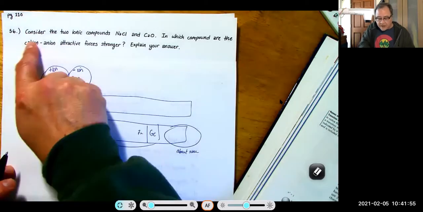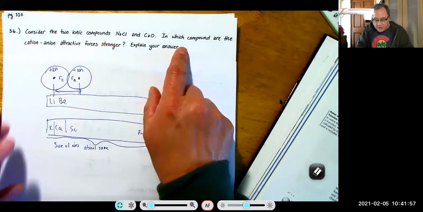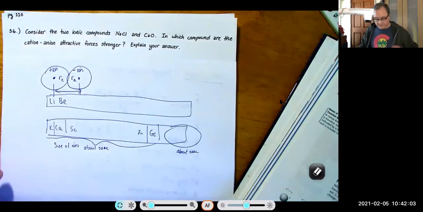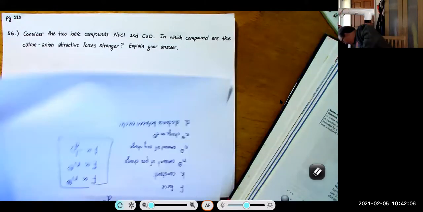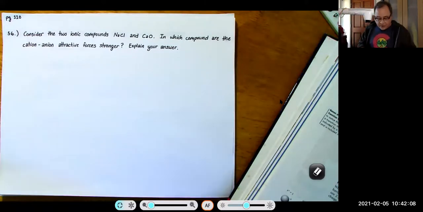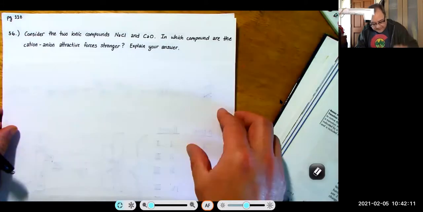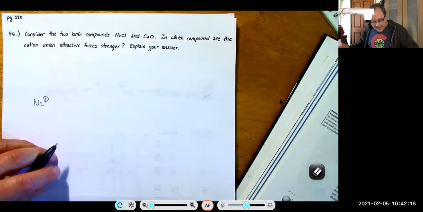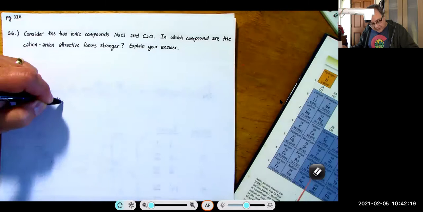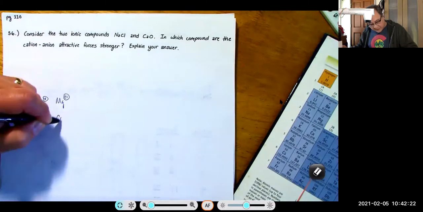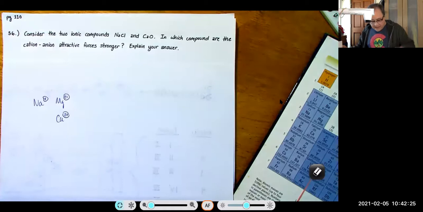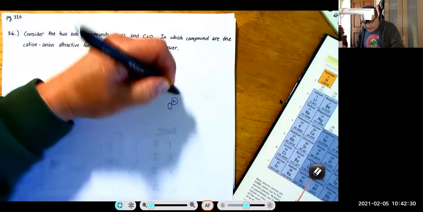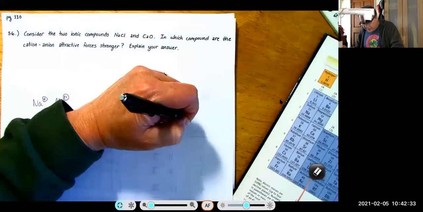So let's consider these two ionic compounds. In which compound are the cation anion attractive forces stronger? So what I'm going to have to do to answer this is go to my periodic table and see that I've got sodium ion here. And next to that, I've got magnesium ion, which is a 2+, and I've got calcium ion, which is a 2+. And then over here, I've got oxygen, which is a 2-, and I've got chlorine down here, which is a -1.